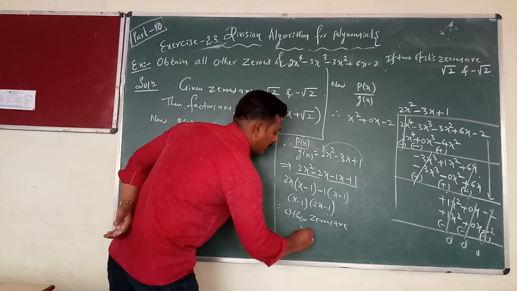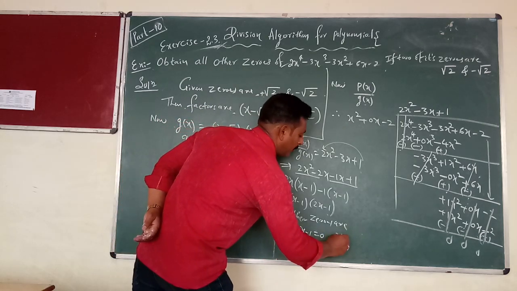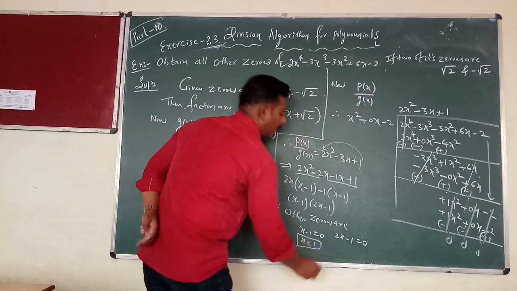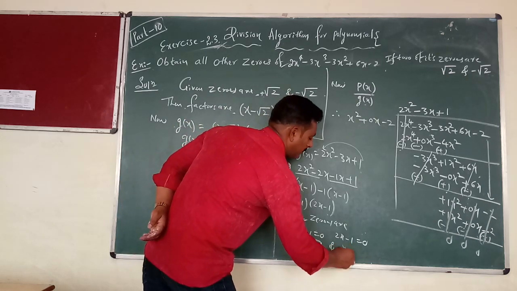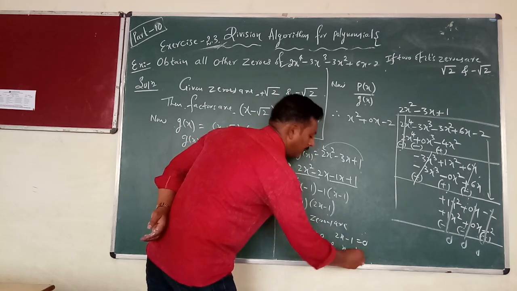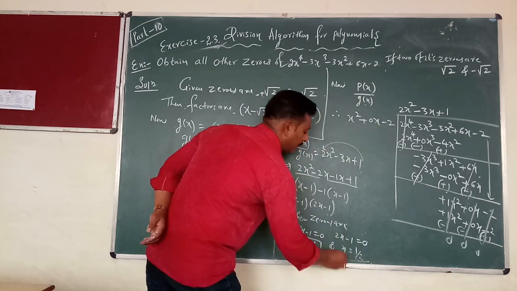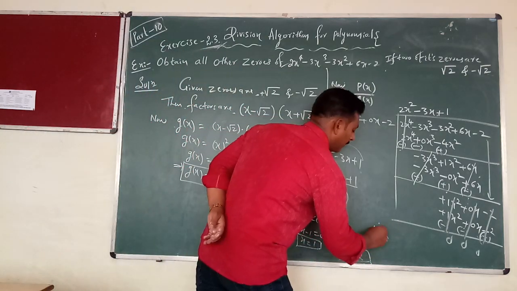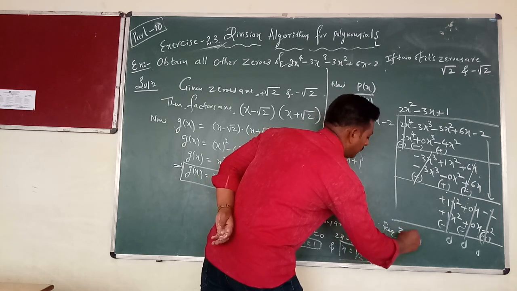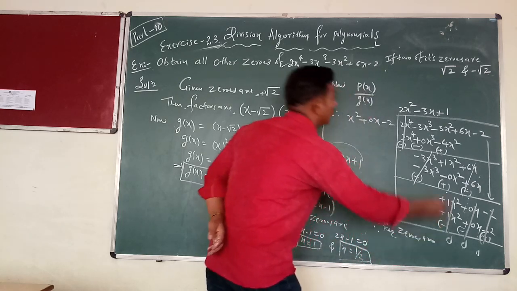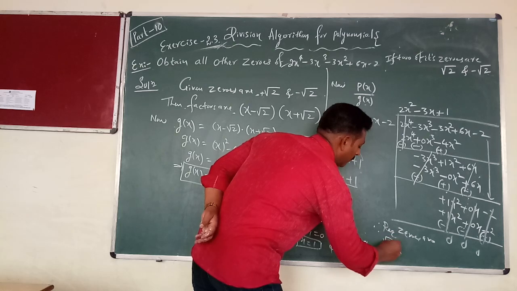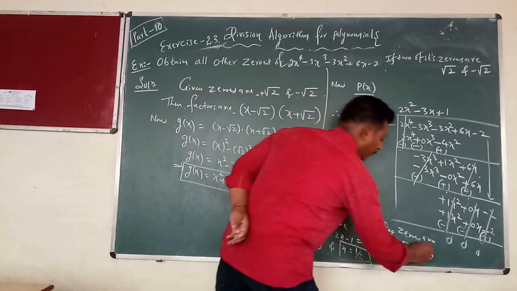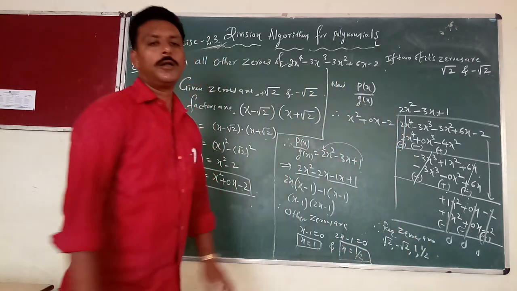So, x minus 1 equal to 0, 2x minus 1 equal to 0, x equal to 1. This is one answer. And x equal to minus 1, plus 1, 2 going down, it becomes 1 by 2. So, these are the other two zeros. Therefore, required zeros are: the first two are already given, √2 and minus √2, then 1 and 1 by 2. These are all the zeros.